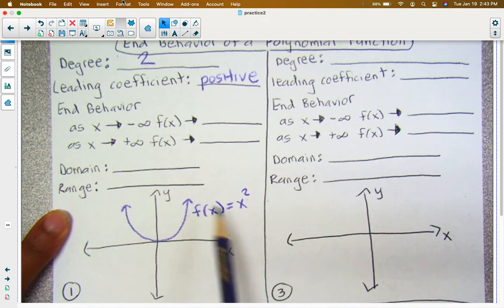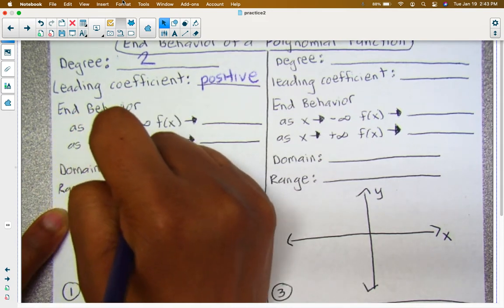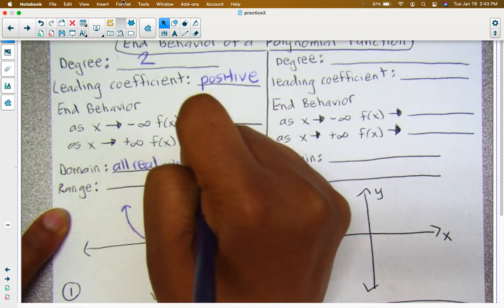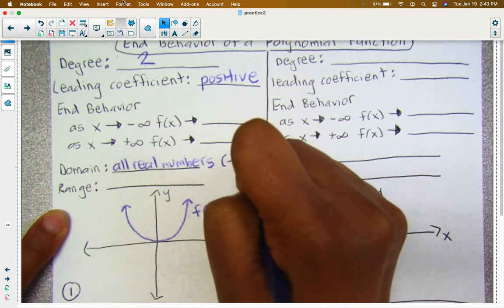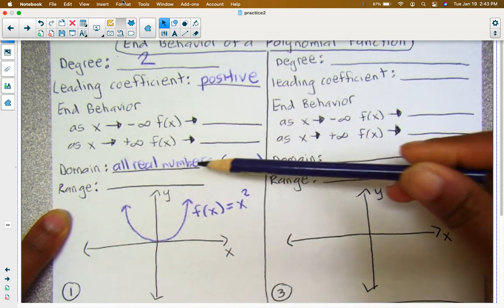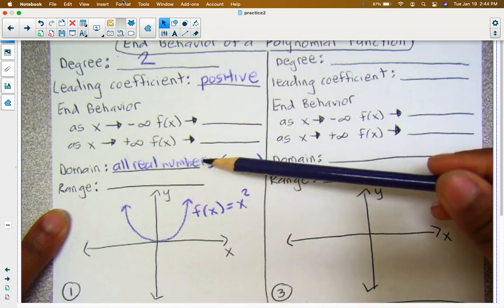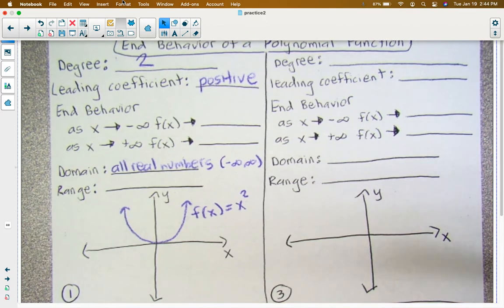This is a parabola. All parabolas, the domain is all real numbers. And if you wrote it in set notation, I'm okay with you saying negative infinity to positive infinity. So these two say the same thing. Domain for any parabola is all real numbers, or if you write it with the interval notation, is negative infinity to infinity.